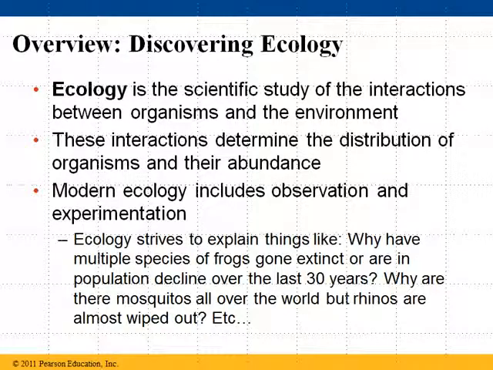As usual, we need to start by defining a couple of terms. Our overview talks about what ecology means. Ecology is the scientific study of the interactions between organisms and their environment. So we're going to talk about how different creatures interact with each other, as well as their non-living environment, so food chains and habitats, things of that nature. These interactions determine the distribution of organisms and their abundance in our world.